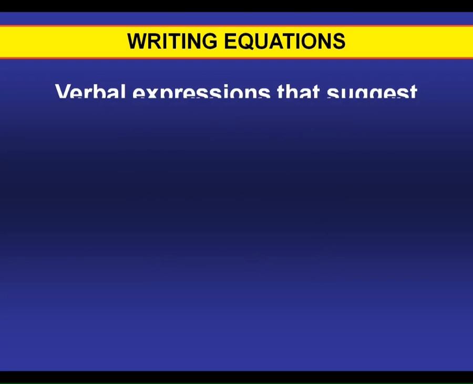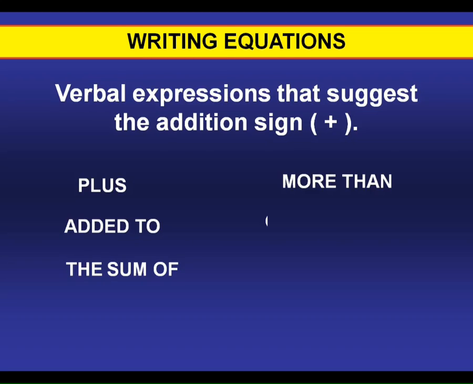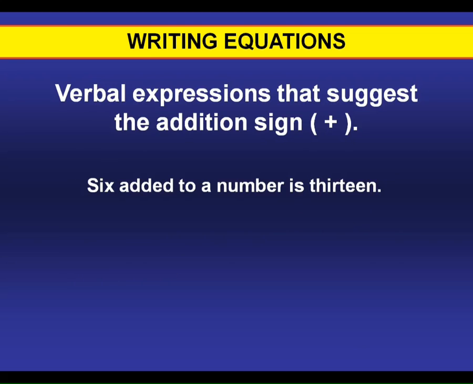Things that mean addition, things that mean to add, are plus, added to, the sum of, more than, greater than. Whenever we see these words, we know to write an addition problem. For example, 6 added to a number is 13. When we have 6, we just write the number 6. Added to is the operation addition. A number, we use a variable. And when we see is, it's equal. And 13, the number 13. We're going to talk today about solving these. Right now we're just writing them.